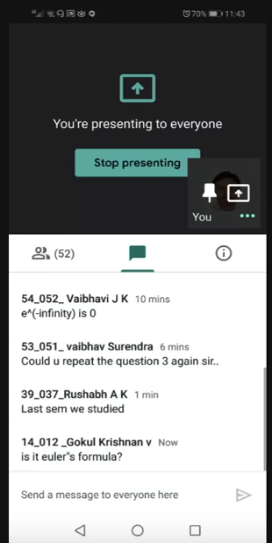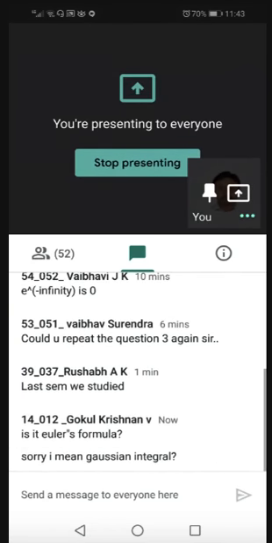Nobody knows. Have you studied last sem? Gaussian integral? Oh man, no, no Gaussian integral. Yes, it is the beta gamma function chapter. Have you studied beta gamma functions?